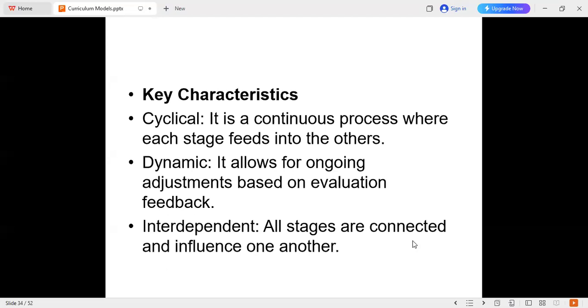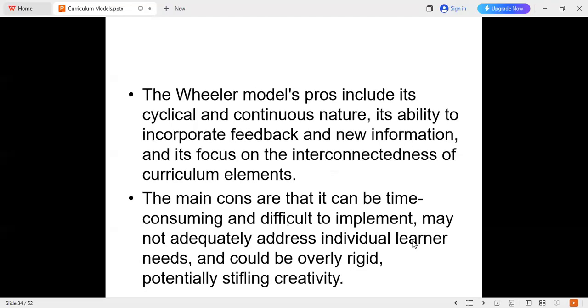Anyhow, no need to allocate more time for discussing the political era, but without politics, we can't do anything. Interdependent: all stages are connected and influence one another. The Wheeler model plus includes its cyclical and continuous nature, its ability to incorporate feedback and new information, and its focus on the interconnectedness of curriculum elements.